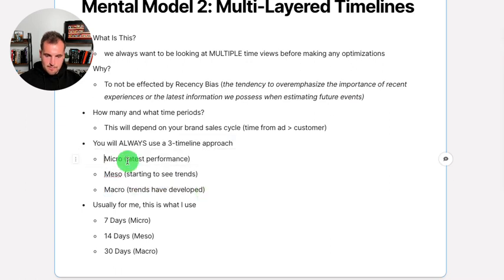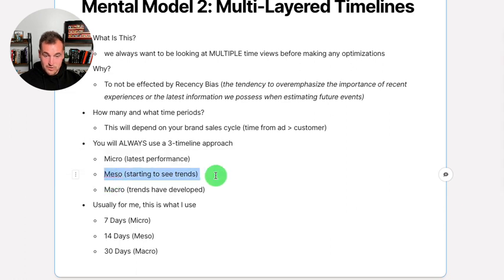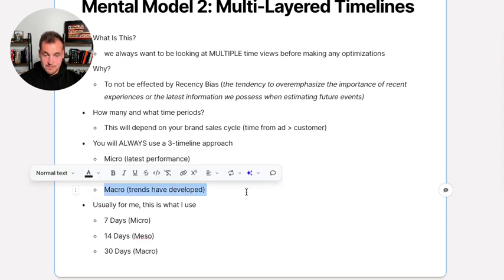What does this mean? Micro is latest performance. Think last 3 days, last 7 days. Meso is starting to see trends, usually 14-ish days, just get at least 2 weeks. That could be up to 1 or 2 months, depending on your sales cycle. And macro, full trends have developed. This could be up to 6 months, could be up to a year. Those are really long timelines.